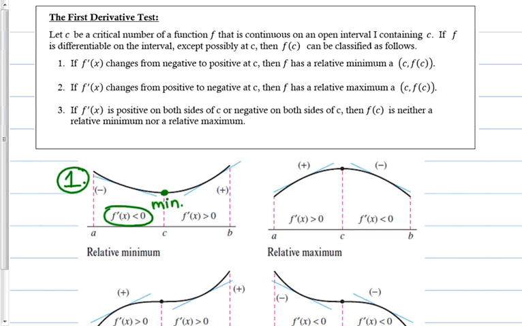And then the notation for the other, when it's increasing, the derivative is going to be greater than 0, and numbers greater than 0 are positive. Right. Number 2, if f prime of x changes from positive to negative at c. So on the left of c it'll be positive, and on the right of c it'll be negative. Then f has a relative maximum. So this here would be considered the maximum.